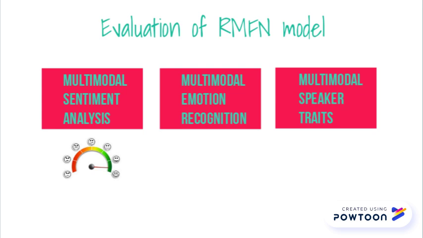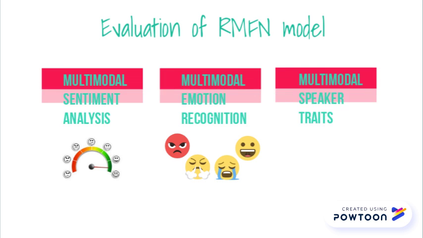Multimodal emotion recognition involves recognizing speaker emotions based on verbal and nonverbal behaviors. For example, segments of dialogues were annotated for the presence of human emotions such as happiness, sadness, anger, and neutral.